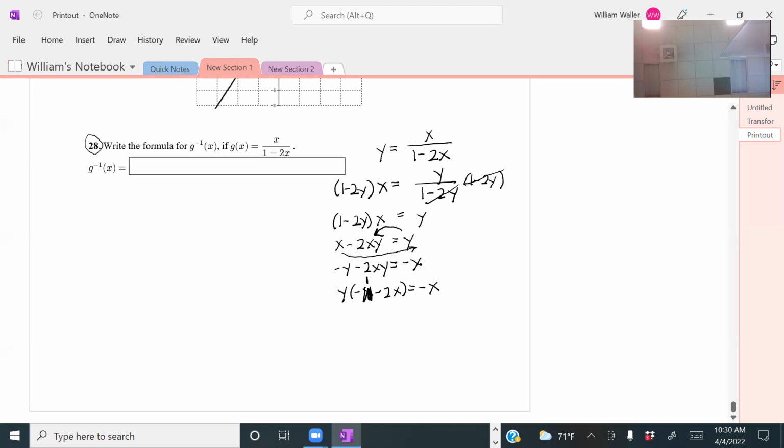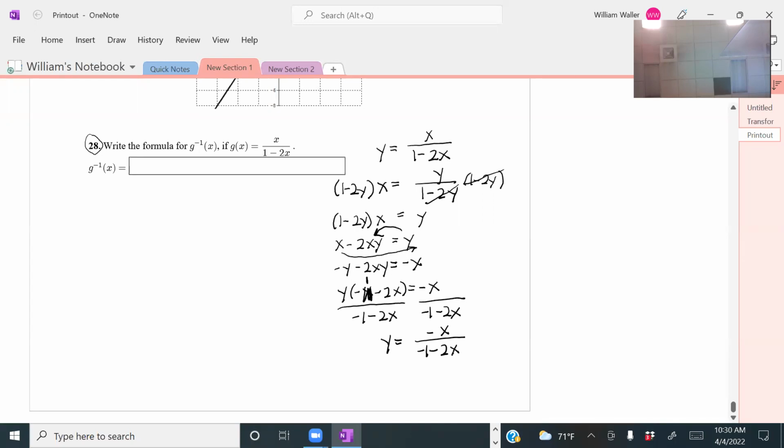Now, finally, you can divide. So divide both sides by minus 1, minus 2x. Minus 1, minus 2x. And so there it is. So you get y is equal to minus x over minus 1, minus 2x.